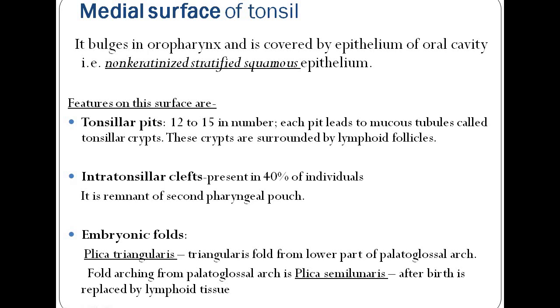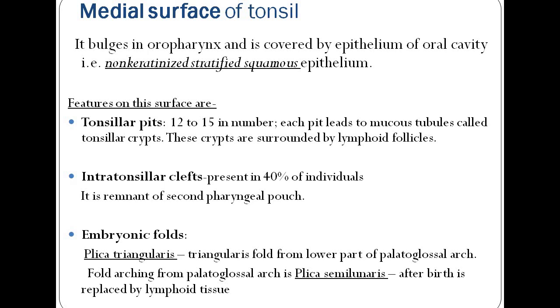Now the features of the medial surface of tonsil. This surface bulges in the oropharynx and is covered by the epithelium of oral cavity, which we know is non-keratinized stratified squamous epithelium. Now features on the medial surface, these are tonsillar pits. There are around 12 to 15 pits. Each pit leads to a mucous tubule called tonsillar crypt. These crypts are surrounded by lymphoid follicles.